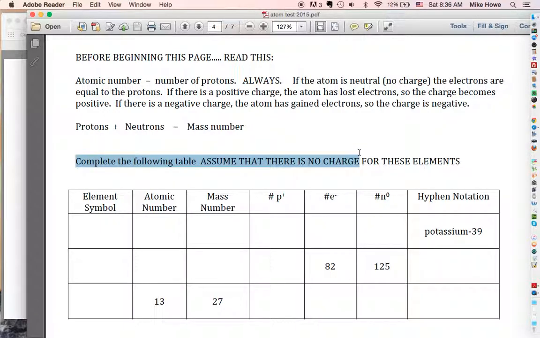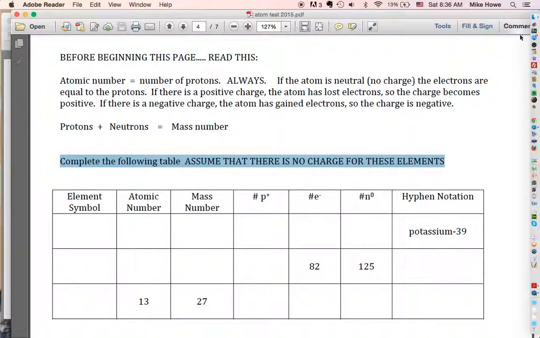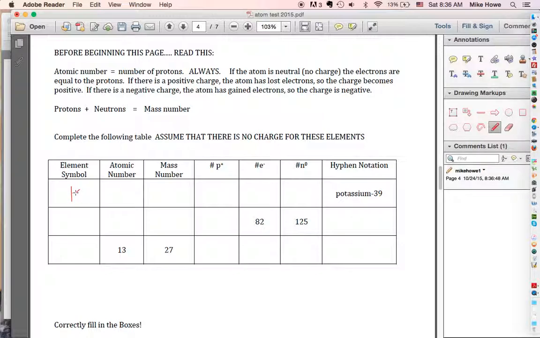Then read this. What does it say? No charge. So, if we look at the first one on this grid, knowing that there's no charge, we know that potassium-39 is the name and 39 is the mass. So the element symbol would be K.